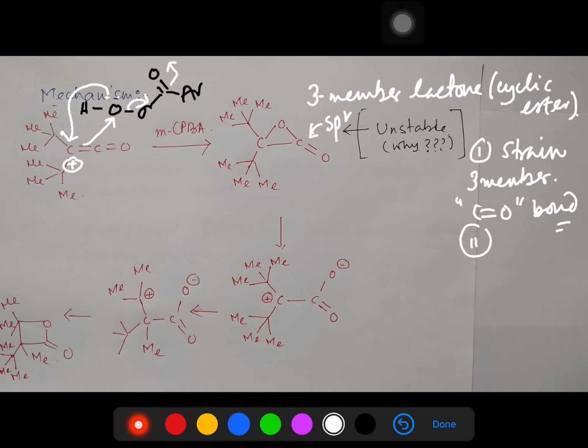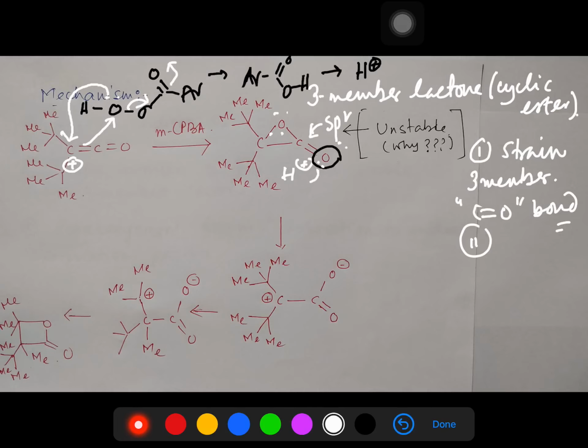Point number 2, what happens about this MCPBA? It means meta-chloro benzoic acid. Okay, so this meta-chloro benzoic acid can produce H plus, meaning acid. So what can happen? This H plus helps to open up the ring. Logically, this carbonyl oxygen is more electron rich, so protonation should occur here, and this protonation occurs.